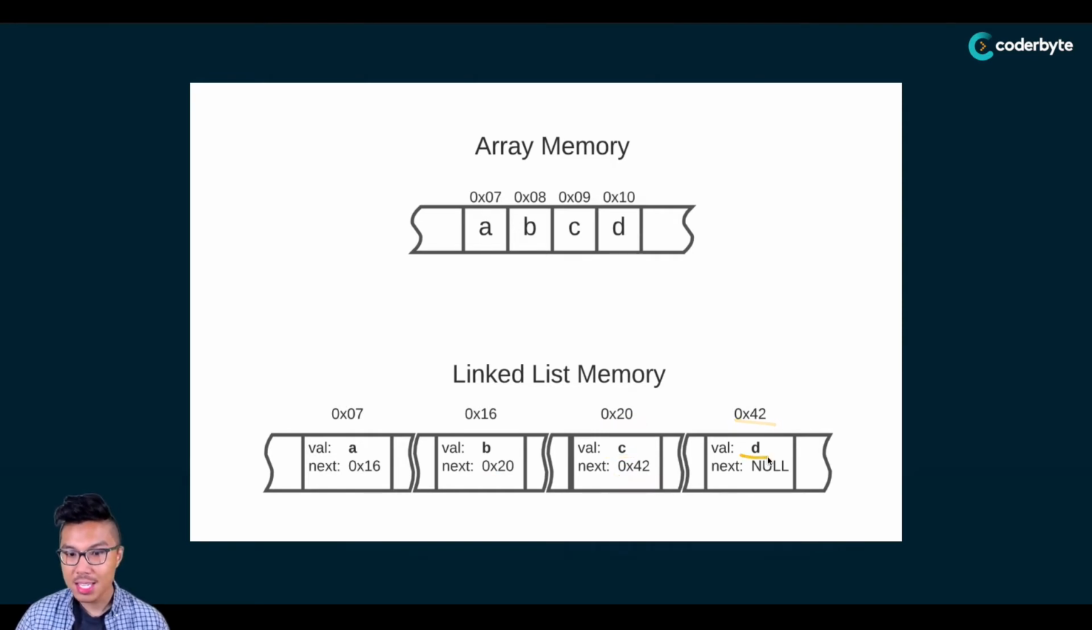Its value is D, and D is actually the last node in my linked list, let's say. Very similar to our array example, which means that its next can be set to null, right? Just to programmatically represent that this is the final node in my linked list.